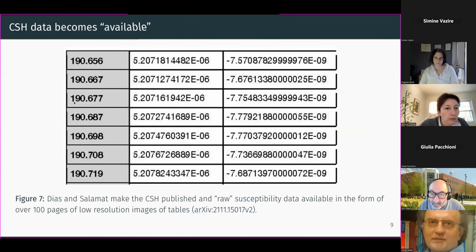So with this europium paper now retracted, there was additional pressure to obtain the susceptibility raw data for this room temperature superconductivity paper. And that data was eventually published in the form of over 100 pages of sort of low resolution images of tables. So this was not a particularly easy way to get at the data, although initially thinking it might be a lot of work, I found that in about half a day, I was able to get the data out.